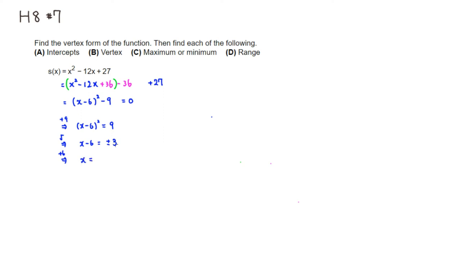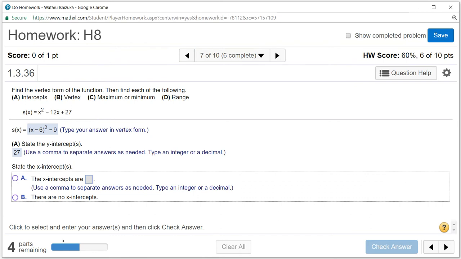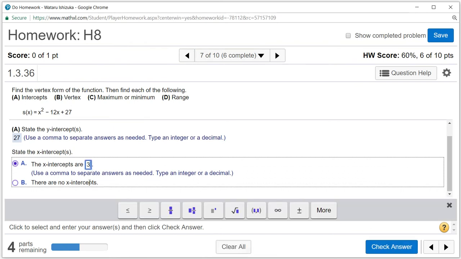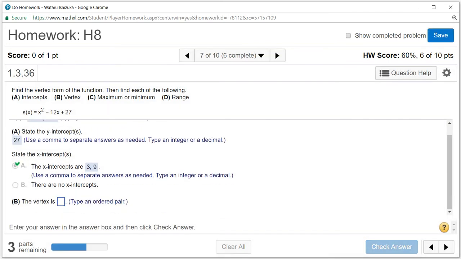The last step is to add 6 to both sides so x is by itself. Positive 3 plus 6 would be 9. Negative 3 plus 6 would be 3. So it's 3 and 9. Let's type it in. The x-intercepts are 3 and 9. Check the answer. We got that.